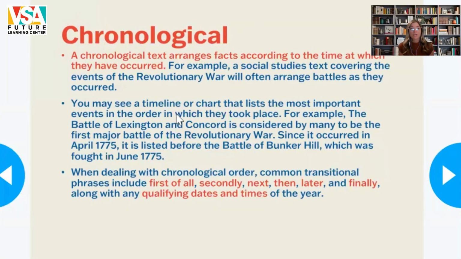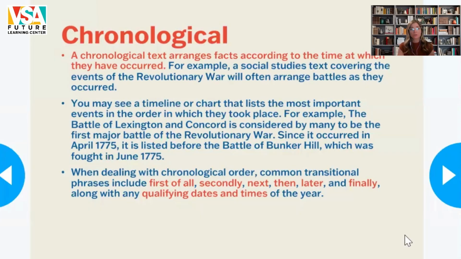A chronological text arranges facts according to the time at which they had occurred. So for example, a social studies text is probably going to list the battles as they occurred throughout the Revolutionary War. So they're going to start with the first and end with the last. You may see a timeline or a chart that lists the most important events in the order in which they took place. So for example, the Battle of Lexington and Concord is considered by many to be the first major battle of the Revolutionary War. Since it occurred in April 1775, it is listed before the Battle of Bunker Hill, which was fought in June 1775, so chronologically.